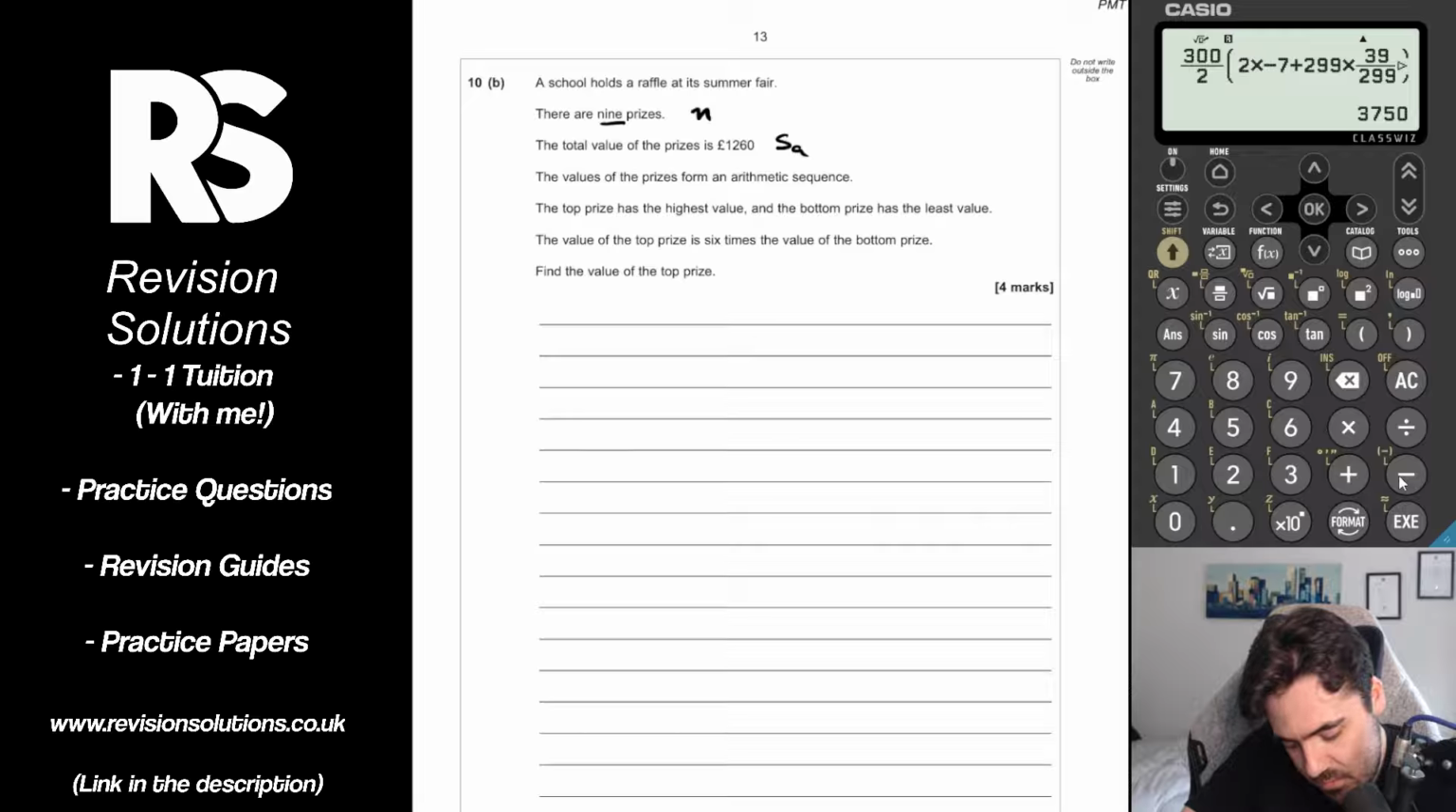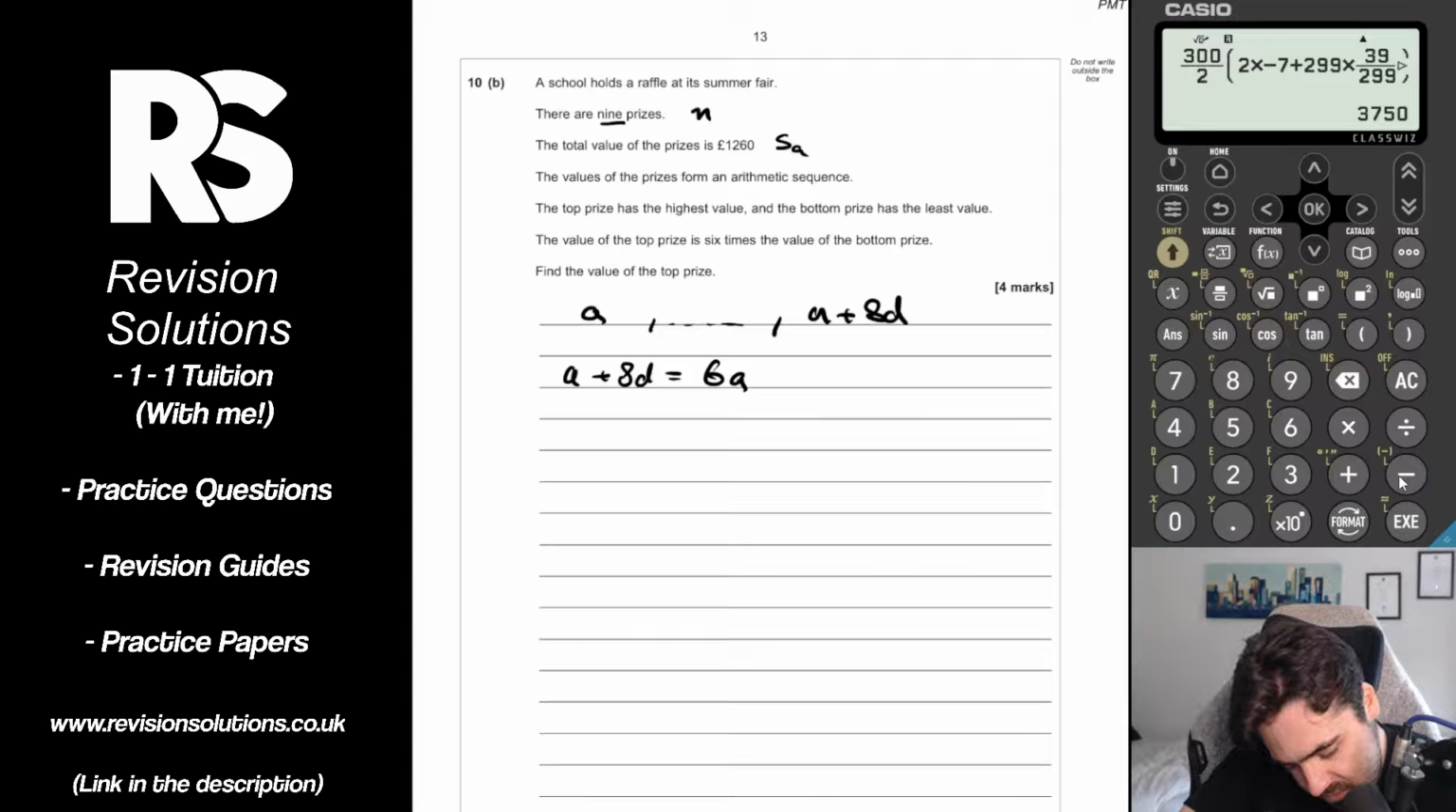Okay, so if this is an arithmetic sequence, the bottom prize would just be the first term of our arithmetic sequence, and then the top prize would be the 9th term, so that's going up the sequence all the way up to a plus 8d to get to the 9th term. So if we use that information, what would it say? The value of the top prize is 6 times the value of the bottom prize. So that would say a plus 8d must be 6 lots of a.